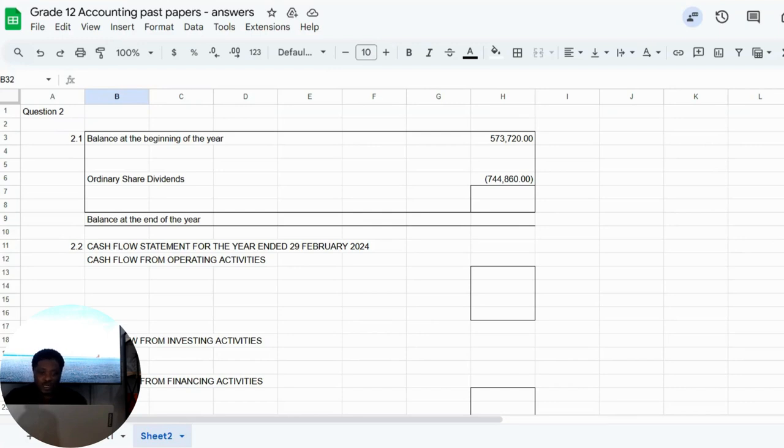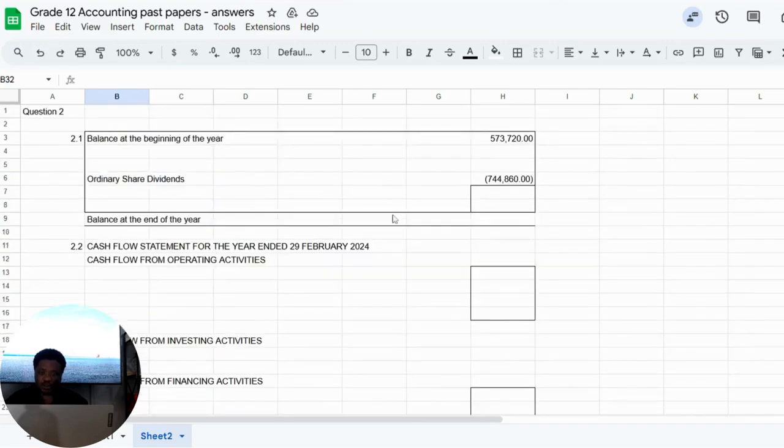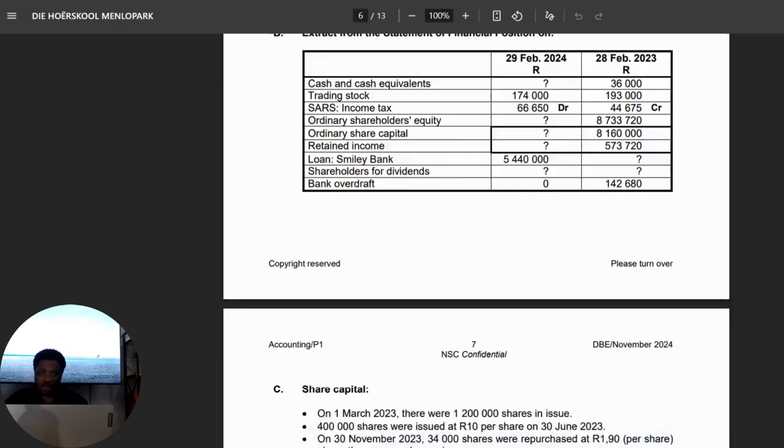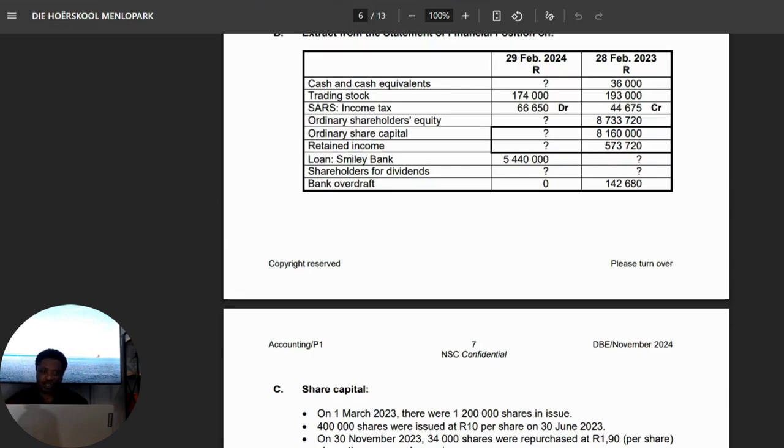So in this session, we're looking at question two of the November 2024 paper one for accounting. And we're trying our best to make sure that you understand. So I've got my answer book here. As you can see, I've read some of the things that are already in the answer book. And then this is the question. And then this is the answer book that I'll also be referring to in case I do need to, but otherwise, we'll see as things go.